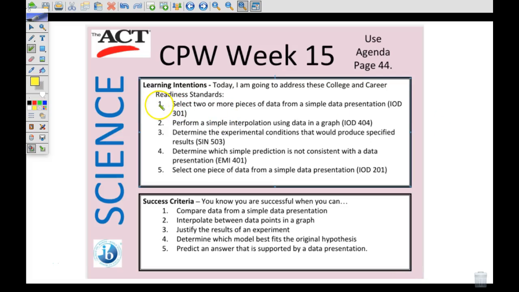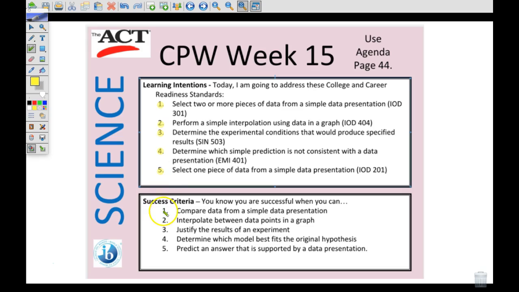Today we're going to select two or more pieces of data from a simple data presentation. Then we'll perform a simple interpolation using data in a graph. Then we'll determine the experimental conditions that will produce specified results. Then we'll determine which simple prediction is not consistent with the data presentation. And then we'll select one piece of data from a simple data presentation.